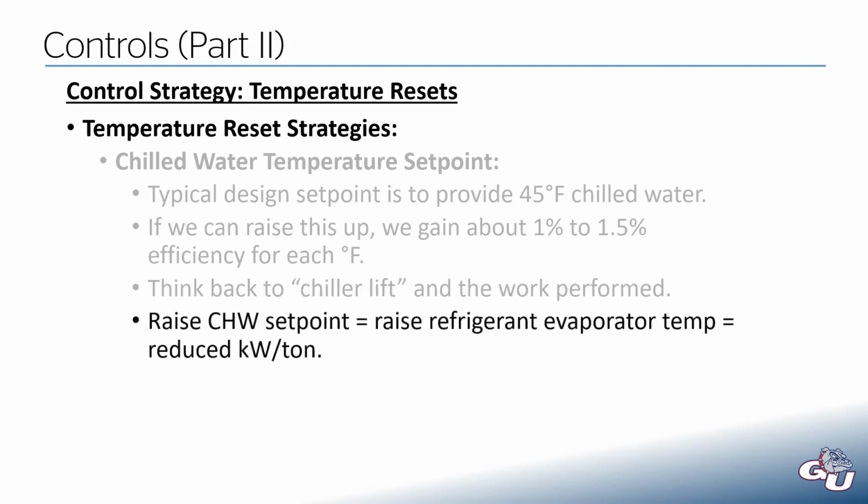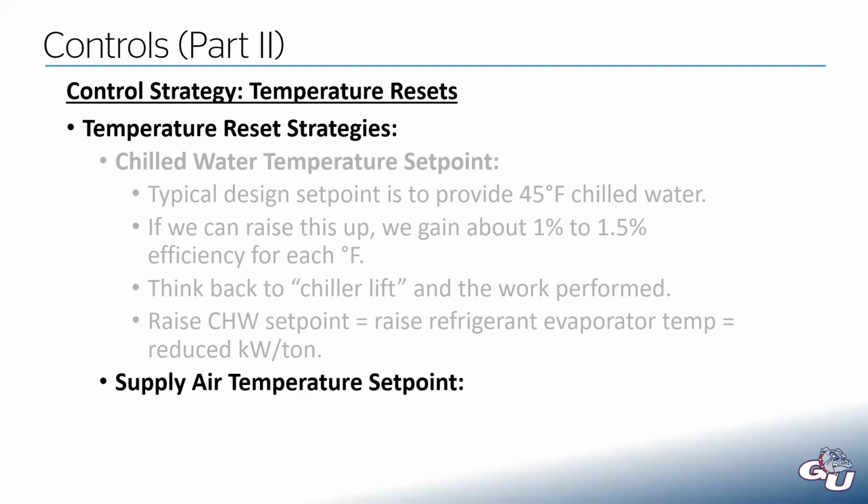So if we raise our set point, we are raising our evaporator refrigerant temperature, which reduces kW per ton. So again, there are efficiency gains there if we can raise that chilled water set point. Or what if we wanted to change our supply air temperature set point?